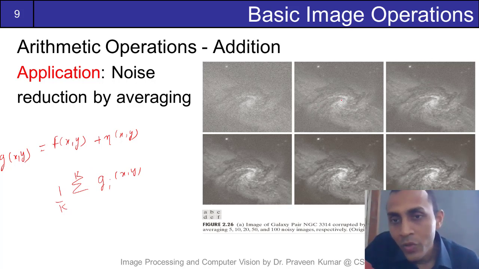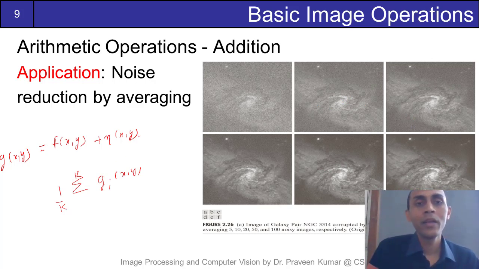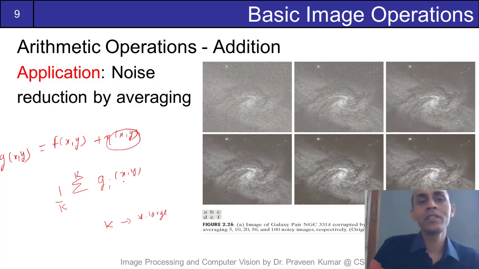As you keep on doing this, what will happen? Because this noise component is going to be a random variable, it will get cancelled out as you go on increasing k. When k tends to a very large value, what will happen? The variance which is due to this noise will get reduced, because you are doing an averaging operation here.